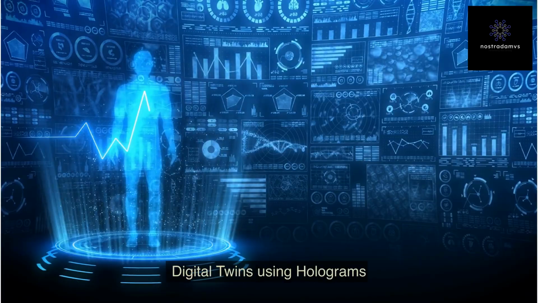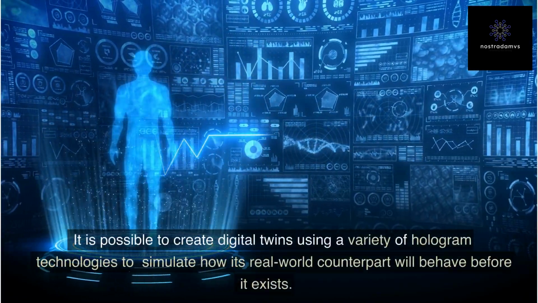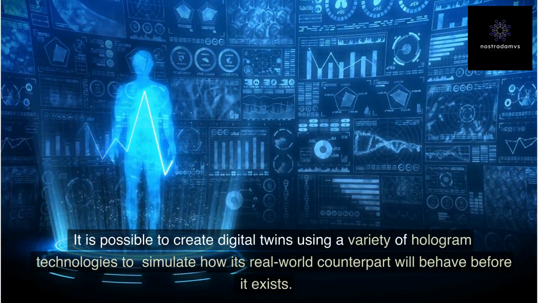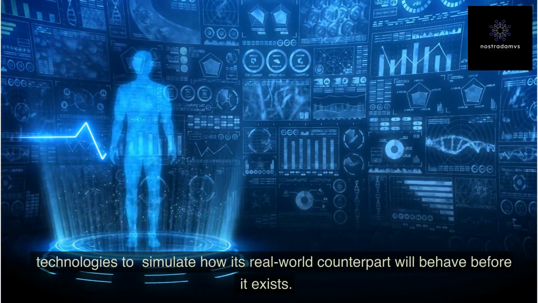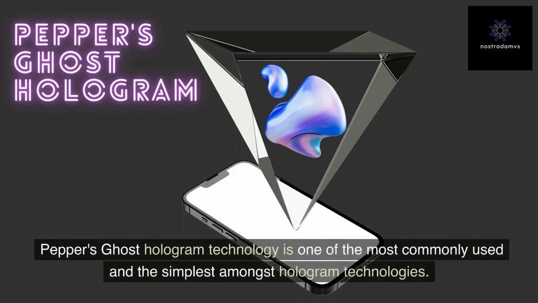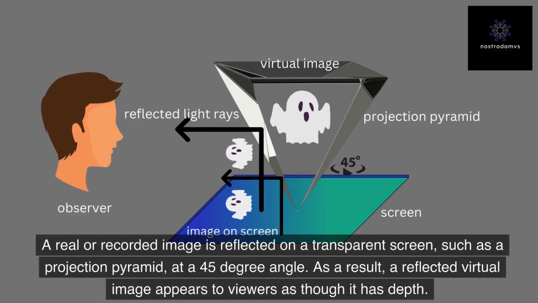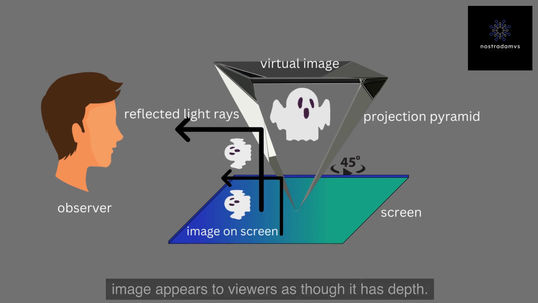Digital twins using holograms. It is possible to create digital twins using a variety of hologram technologies to simulate how its real-world counterpart will behave before it exists. Pepper's Ghost hologram technology is one of the most commonly used and the simplest amongst hologram technologies. A real or recorded image is reflected on a transparent screen, such as a projection pyramid, at a 45-degree angle. As a result, a reflected virtual image appears to viewers as though it has depth.